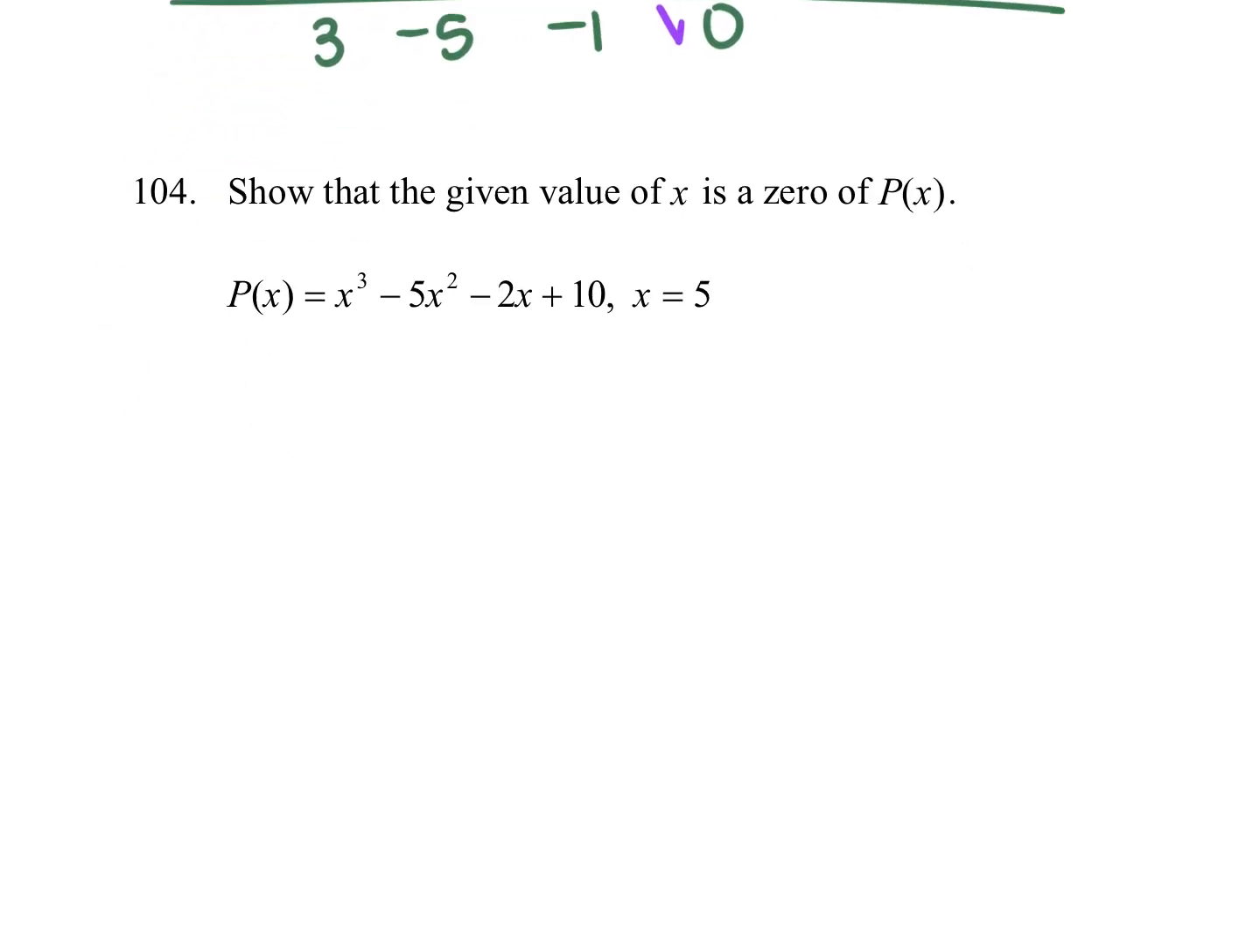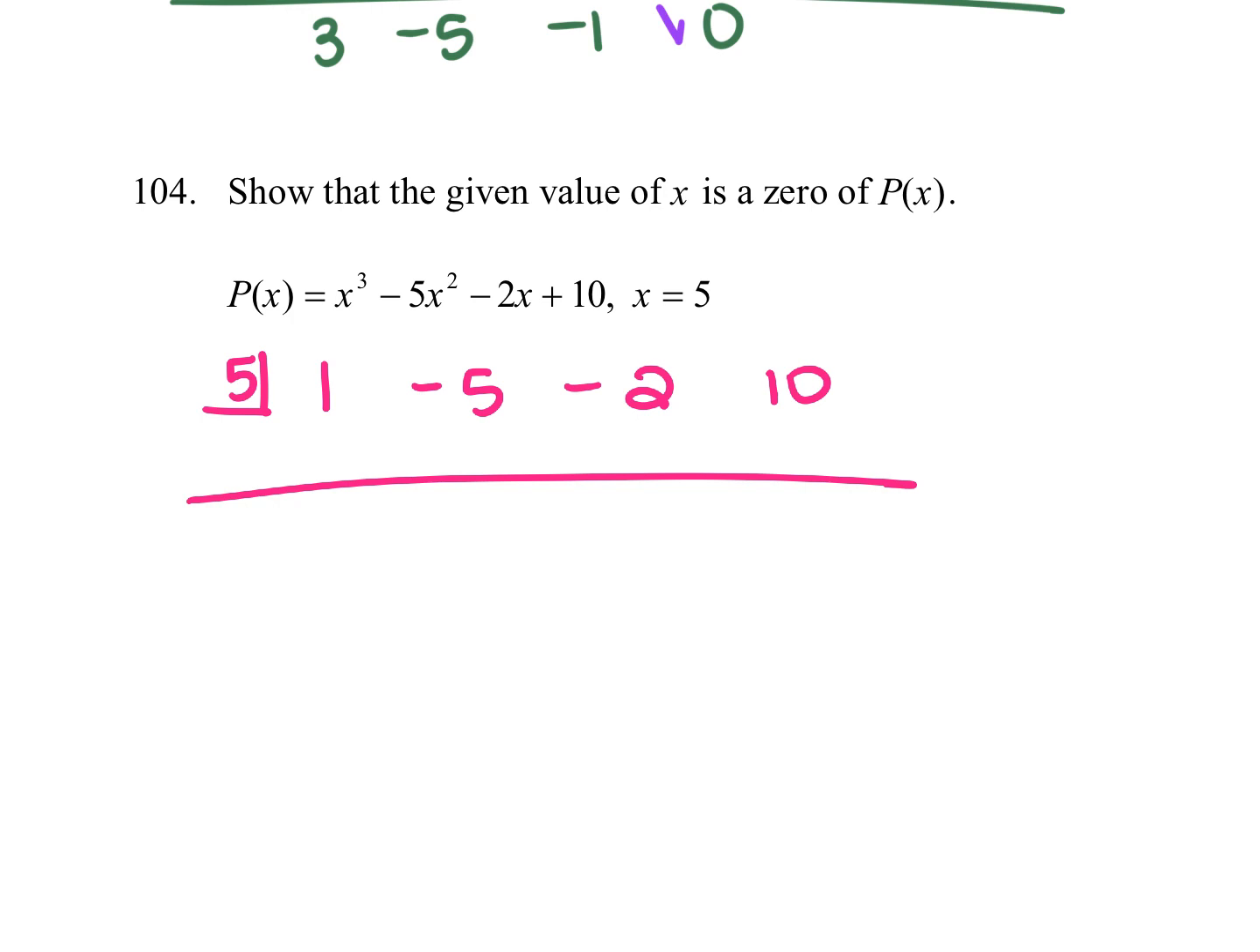For 104, you have P of x is equal to x cubed minus 5x squared minus 2x plus 10, where x is equal to 5. So we're showing that 5 is a solution here. So 5 is going to go on the outside. On the inside, you're going to have 1, negative 5, negative 2, and 10. 1 drops down. 1 times 5 is 5. Minus 5 is 0. 0 times 5 is 0. Minus 2 is negative 2. Negative 2 times 5 is negative 10. 10 minus 10 is 0. That gives you 0 as a remainder. So 5 is a solution.